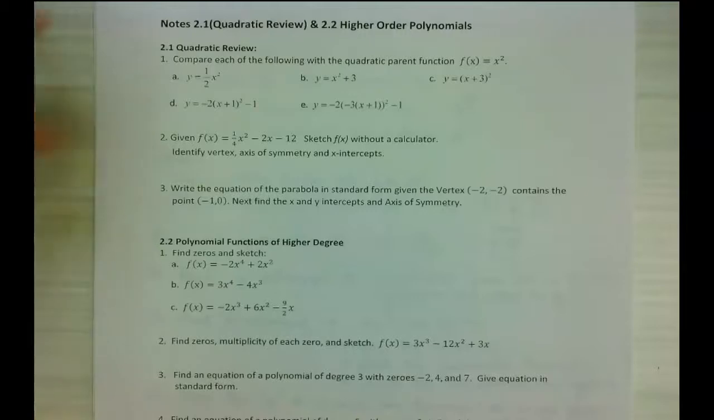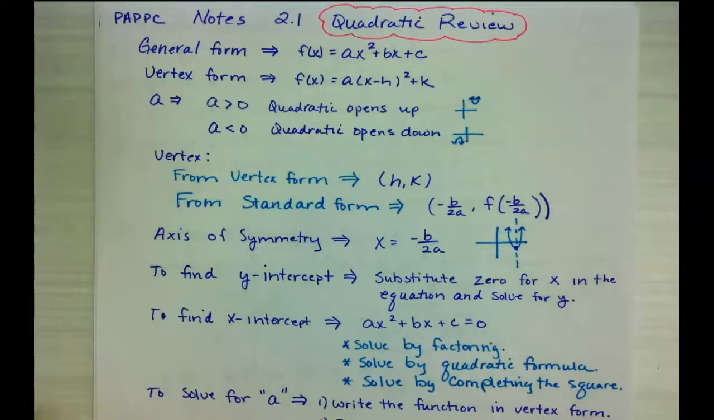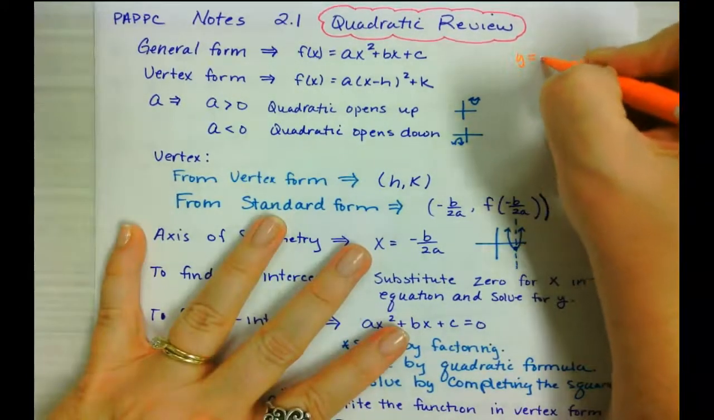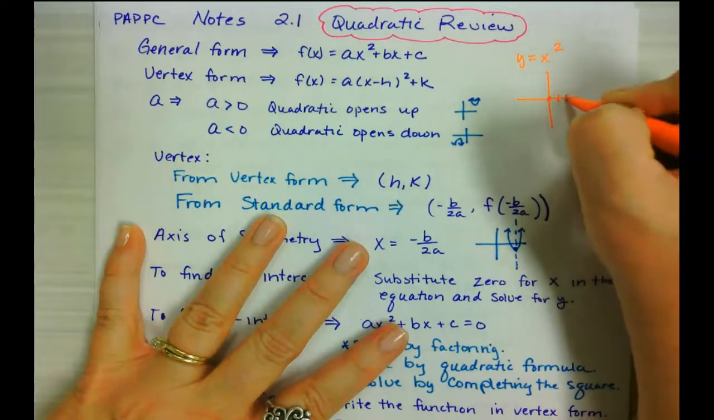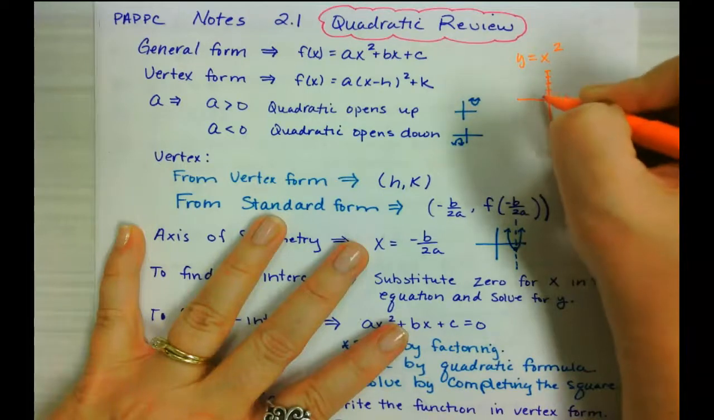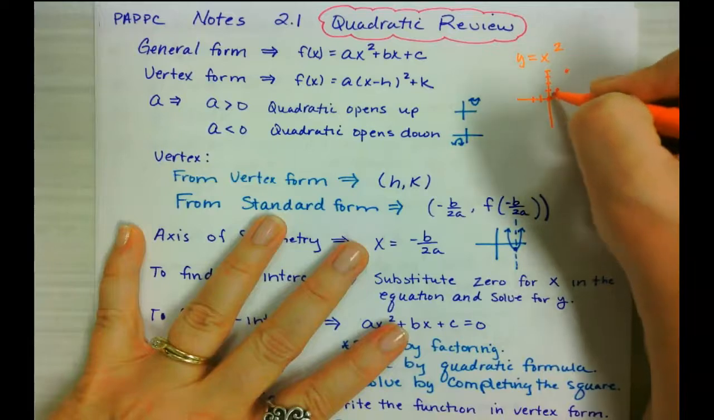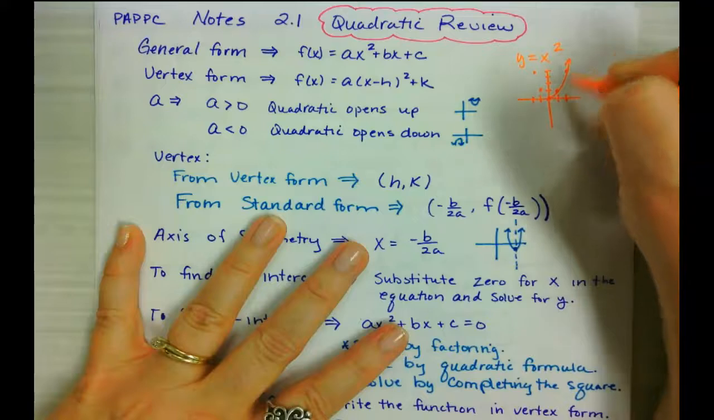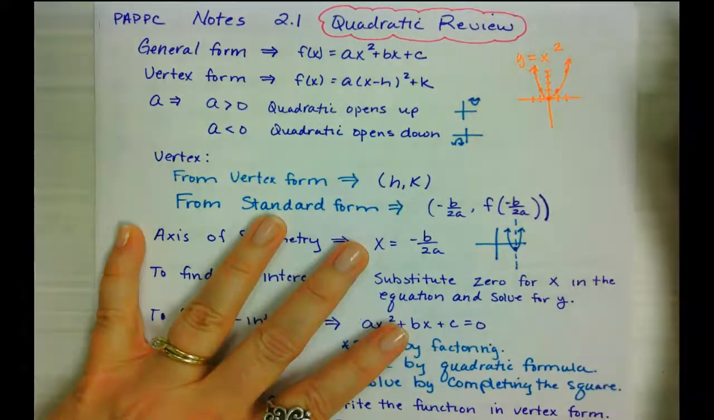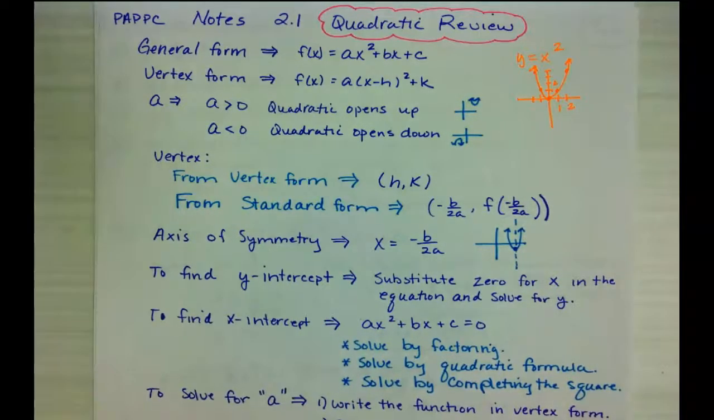Before I get into the notes themselves, I'm going to review some basic things with quadratics. Remember that the quadratic parent function is y equals x squared. You have this graph with an origin point here, go over 1, up 1, over 2, up 4, and reflect that over the axis of symmetry, and you have the parent function graph that you studied that looks like that. So that's that basic graph.